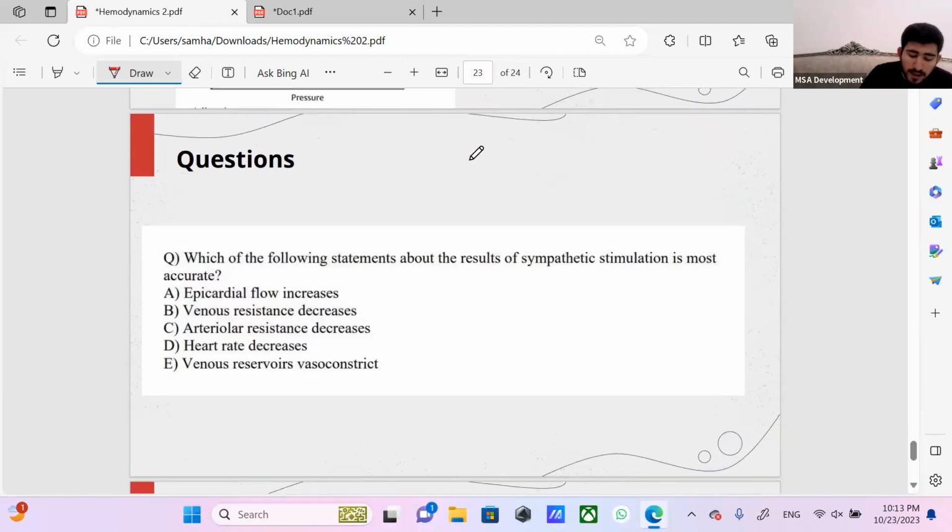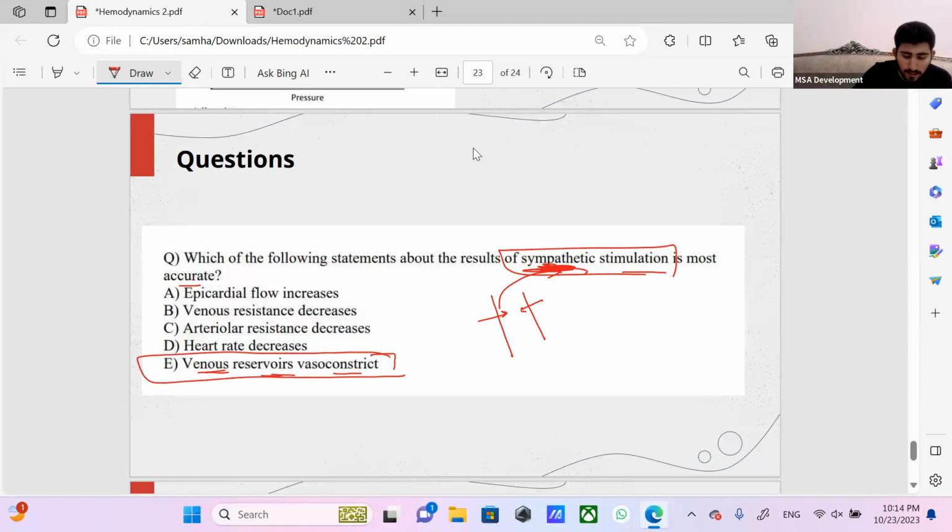Now, last question: which of the following statements about sympathetic stimulation is accurate? What about the sympathetic nervous system is accurate? If we notice choice E, we have venous reservoir vasoconstriction. We said that the veins are the reservoir in our body. And so if we constrict them, it will increase the cardiac output and venous return and these things. And how do we constrict them? By this sympathetic stimulation. So what is related to sympathetic stimulation? Venous reservoir vasoconstriction. So the answer is E.